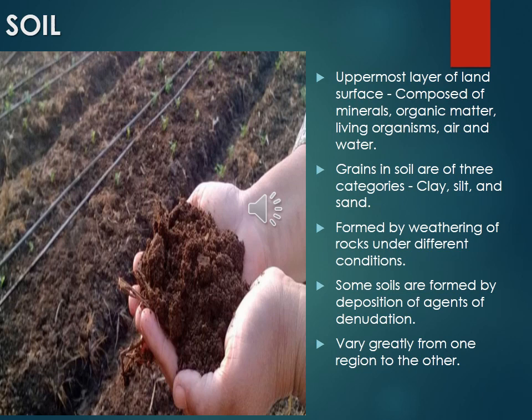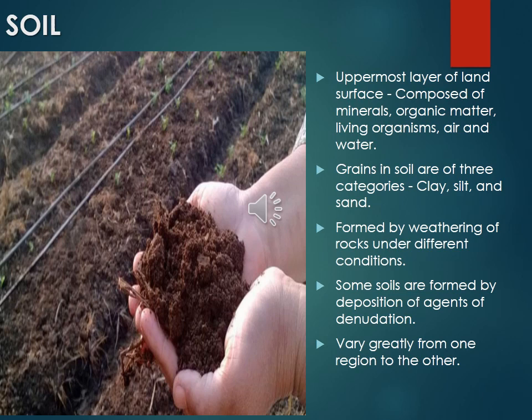Soil is usually composed of minerals, organic matter, living organisms, air and water. Grains in the soil are of three categories. That is the texture, the size of the soil. Based on the size of the grains, soil is classified into three categories, namely clay, silt and sand.